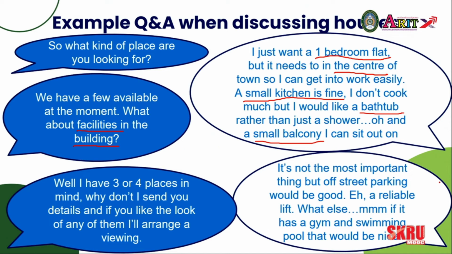In this case, off-street parking, somewhere to put your car or motorbike that it's not on the road. In this case, he says it's not the most important thing. So that would be a benefit, useful, but if it doesn't have that, it won't make a big difference. A reliable lift, or if you were American, an elevator to get up and down. Reliable means that it is always working, never breaks down.